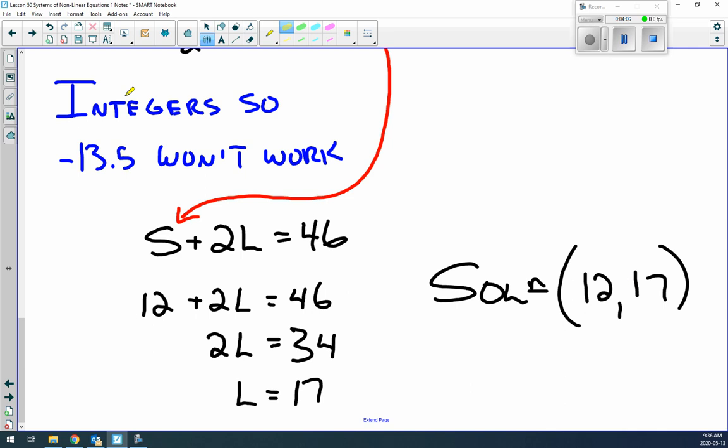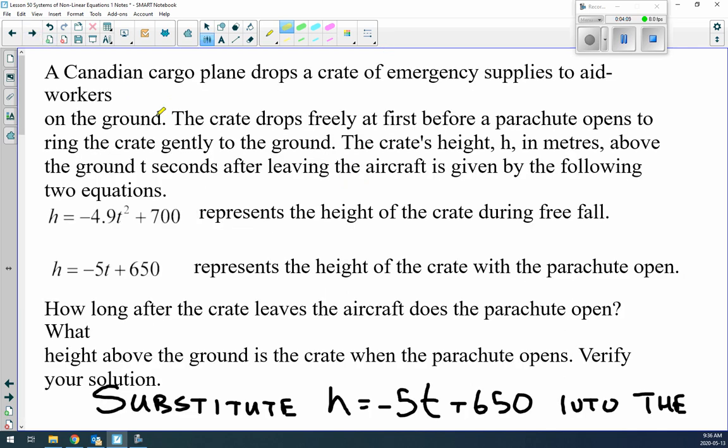Now, the next example on the third page is a really interesting one. It's a real-world example. A Canadian cargo plane drops emergency supplies, and it's all based on formulas. They throw the emergency supplies out of the plane, after a certain amount of time the parachute opens, and then it lands in a certain spot. Here's the height of the crate during free fall, and that's quadratic, because the plane's moving as it's coming down. This one represents linear, because once the parachute opens, it's almost a straight line to the ground. They can use formulas like these to predict where things will land on the ground.